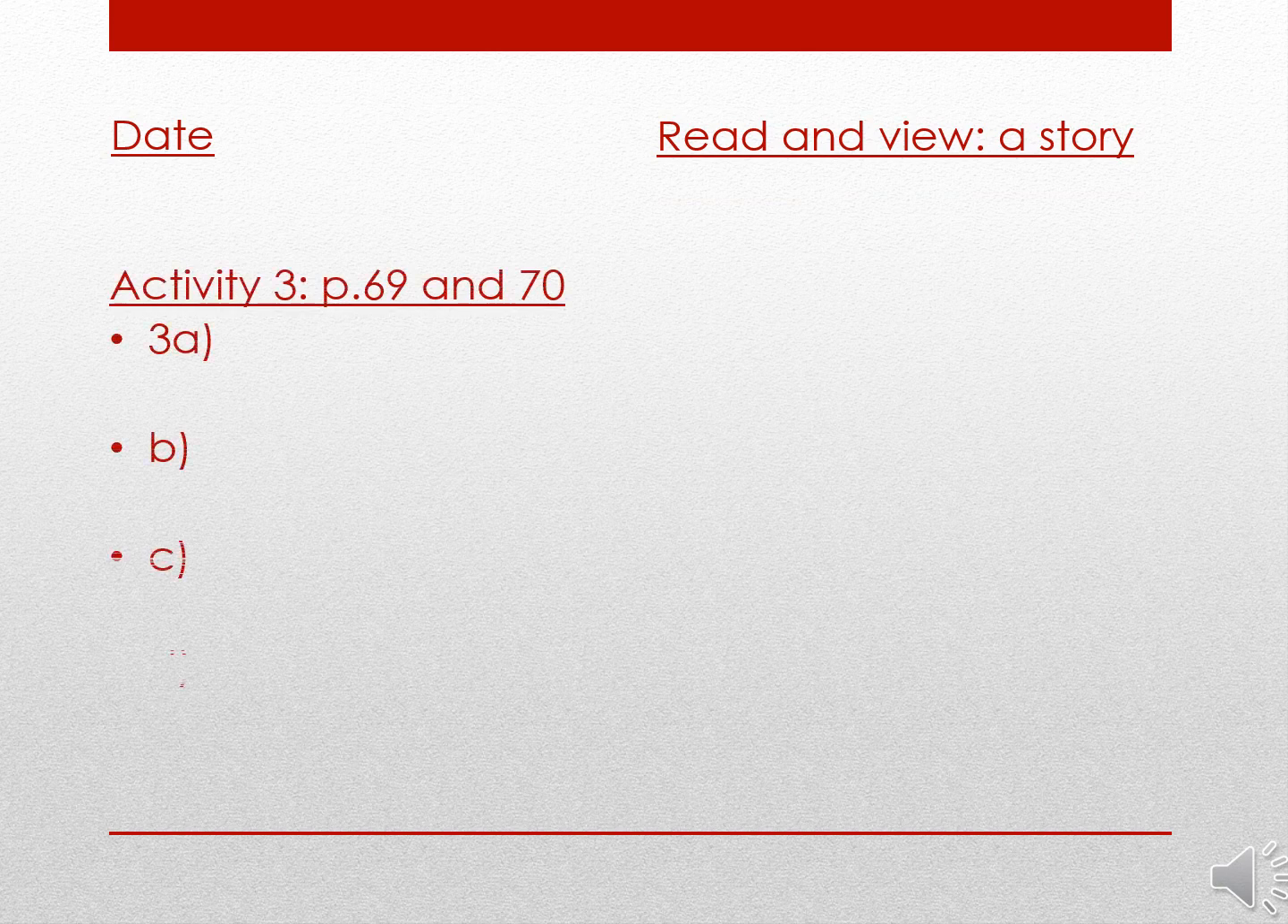When you start writing the work in your book, make sure that you start with the date that you will be doing this activity. Your heading is Read and View a Story. Skip a line, write down Activity 3, page 69 and 70. Number your answers correctly, 3A, B, C, D, and E. Just make sure here that we start with number 3 and it does not start with number 1.